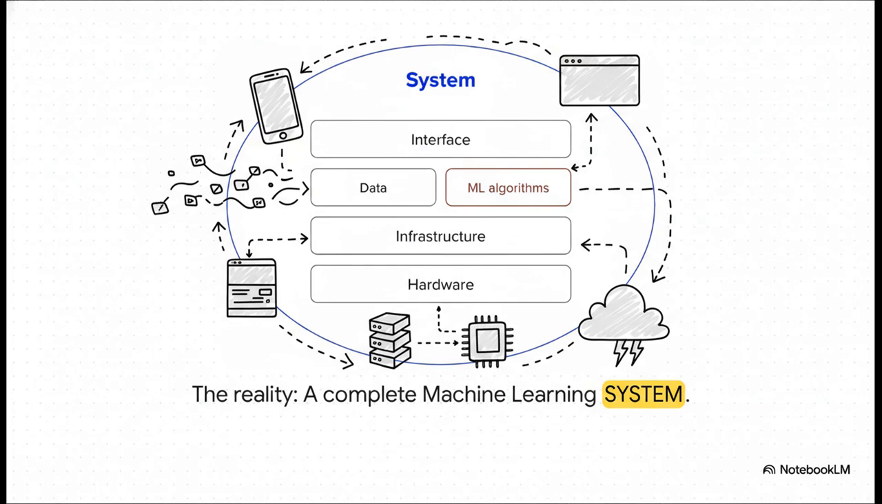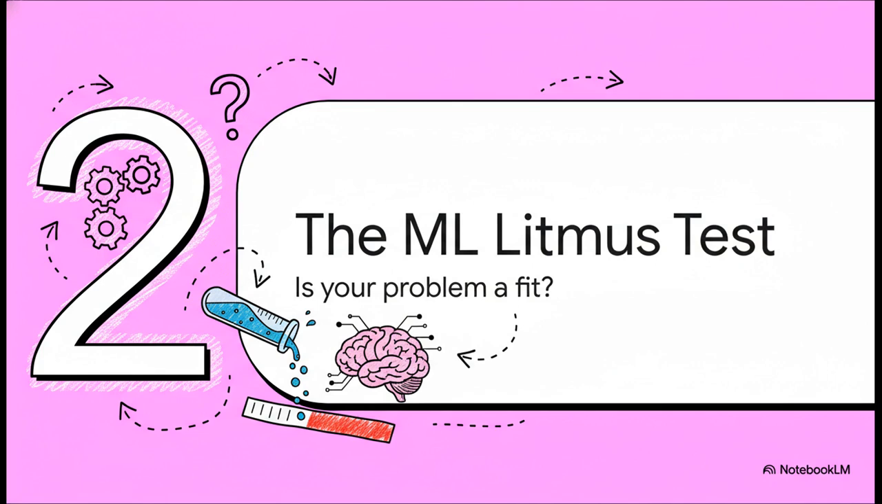This is the reality. A successful ML project isn't an algorithm, it's a complete system. You've got the user interface, the data pipelines, the cloud infrastructure, the hardware it all runs on. All these pieces have to work together in perfect harmony. Your success depends on designing the whole system, not just obsessing over one small, tiny part of it. Okay, so we get it. We're building a system. But how do we know if that system should even use machine learning at all?